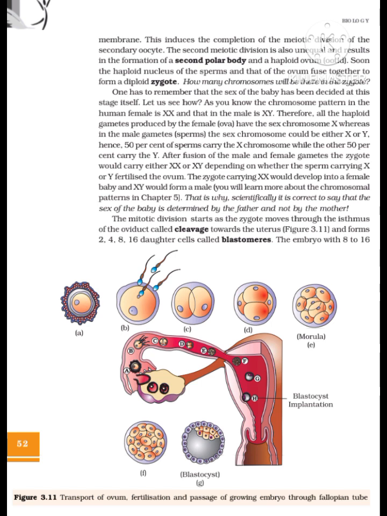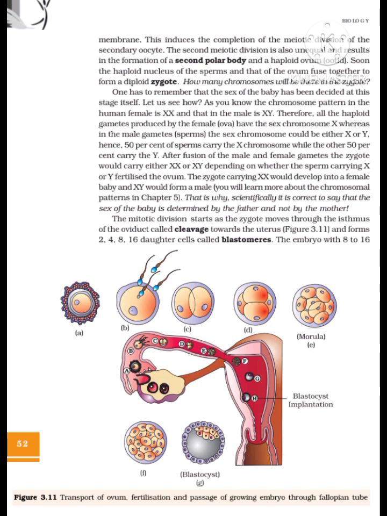How many chromosomes will be there in the zygote? One has to remember that the sex of the baby has been decided at this stage itself. Let us see how. As you know, the chromosome pattern in the human female is XX and that in the male is XY. Therefore, all the haploid gametes, ova, produced by the female have the sex chromosome X, whereas in the male gametes, sperms, the sex chromosome could be either X or Y. Hence, 50% of sperms carry the X chromosome while the other 50% carry the Y.